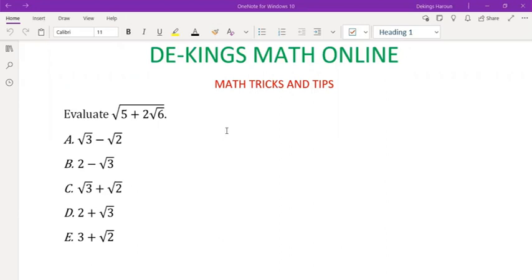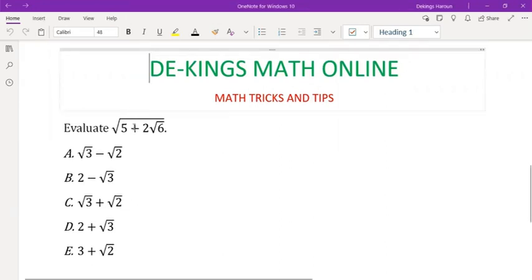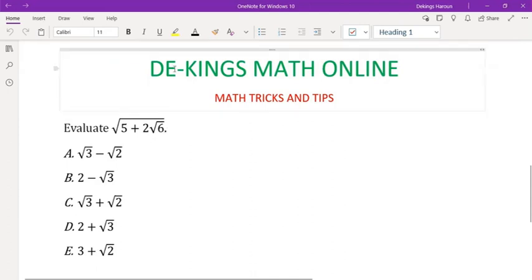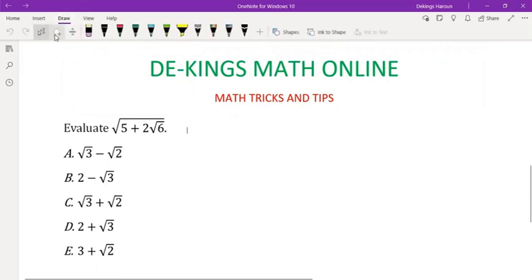In this tutorial, we are to find the square root of 5 plus 2 root 6. Okay, so this is an objective question, and whenever you have this kind of objective question, the easiest thing to do is to first of all take a look at the coefficient of this root 6.